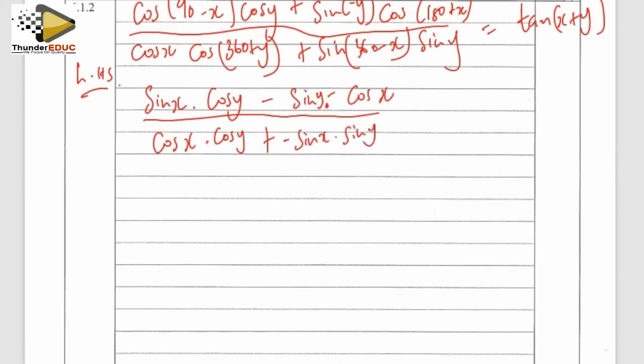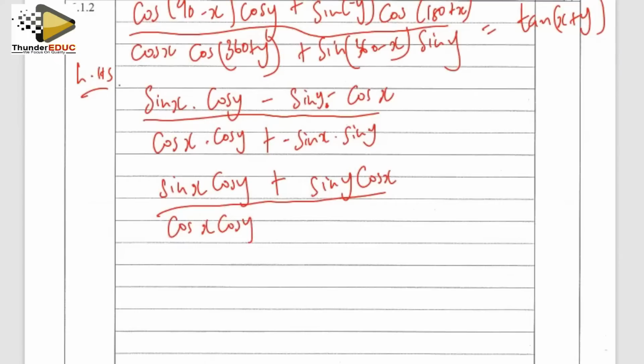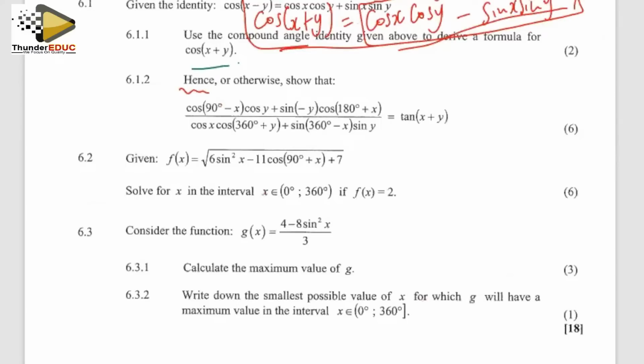All right, let me simplify that. So that's going to be sine x cos y, that and that will have a plus, sine y cos x over, that's going to give me cos x cos y minus. Is that a minus or is it a plus? We say this is a positive. 360 minus the sine. Let me just go back and see. 360 plus.